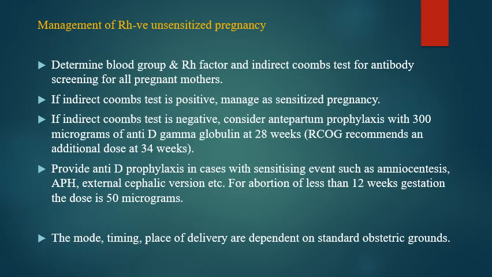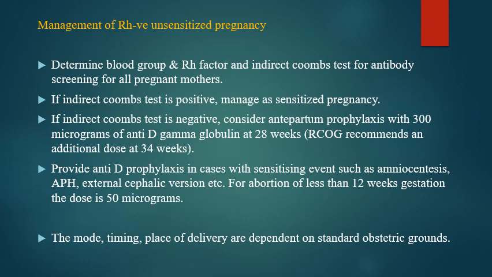Now, how do we manage a case of Rh negative unsensitized pregnancy? Unsensitized means she has not developed antibodies to Rh antigen. So as I have mentioned, we determine the blood group, Rh factor, and then we go for indirect Coombs test. This test helps us to assess whether antibody has been developed in her body or not. If the indirect Coombs test is positive, she has to be managed as a case of sensitized pregnancy.